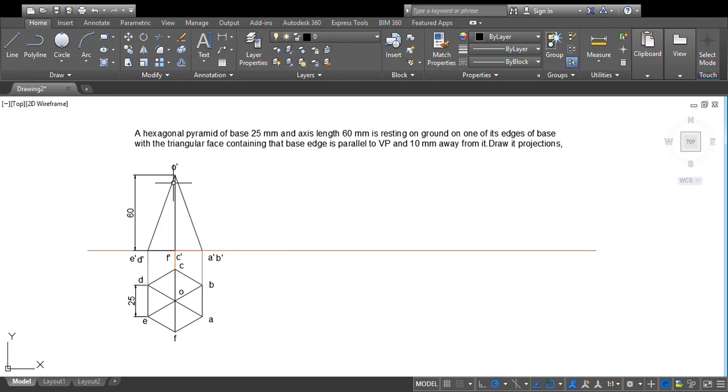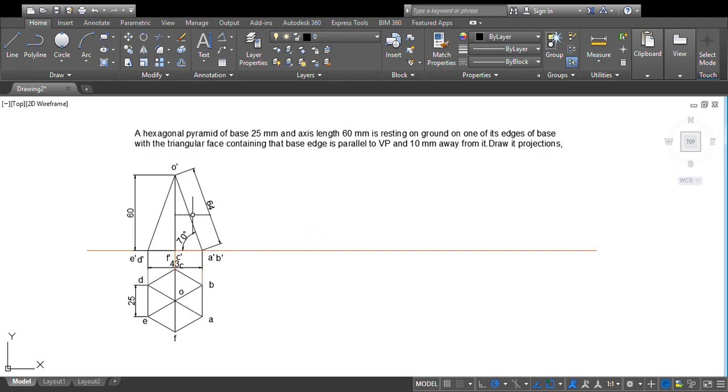Now after drawing this front view, you have to measure this distance O dash A dash. That distance is coming 64 mm, and also you measure this distance from here to here, that is 43 mm, and also this included angle from here to here, which is coming as 70 degrees.